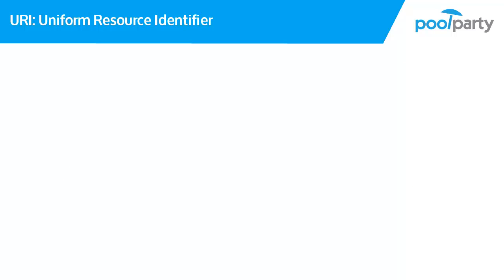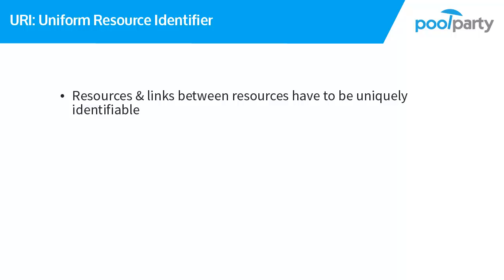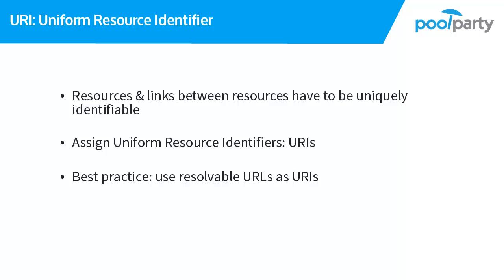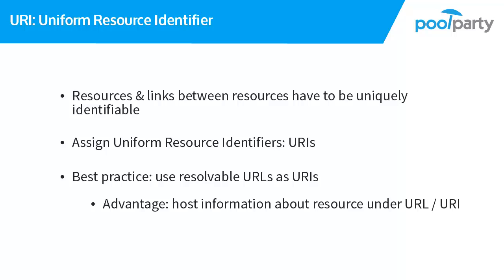The second major cornerstone of RDF data is the requirement that each resource as well as links between resources are uniquely identifiable. Each resource and each predicate is assigned a uniform resource identifier, a URI. This URI can be any ID that is unique. Because of its origins in the web community, it is a de facto standard that web URLs are used as URIs. This has the advantage that it is possible to host information about a resource in that web location that is specified by the URL.